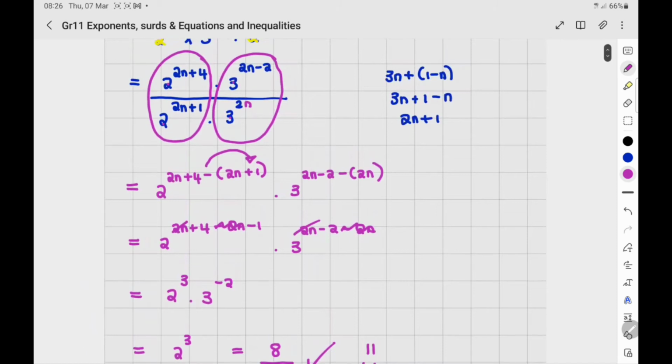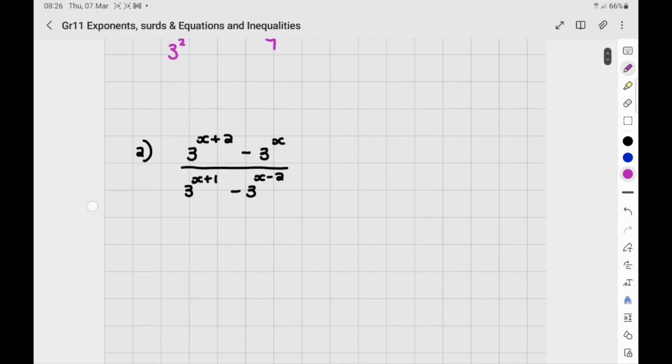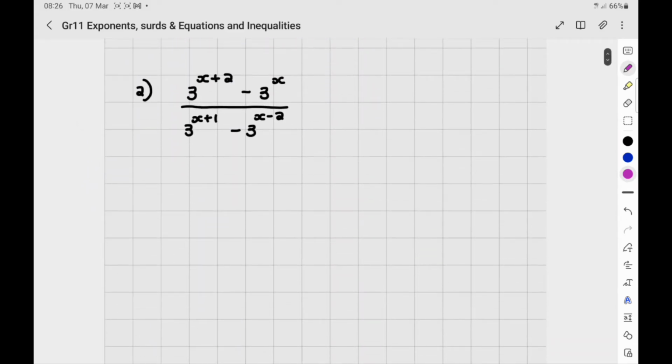Okay, so sorry, these mistakes happen, I know it happens with you as well, so just make sure that you copy down from the previous section over to the next line correctly. Okay, all right, so let's have a look at number 2.